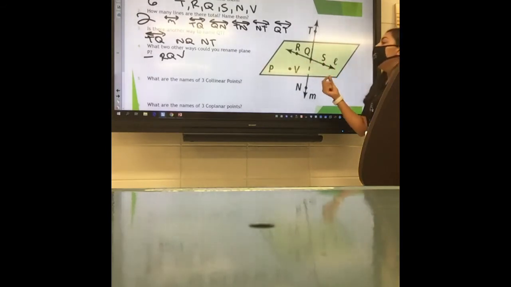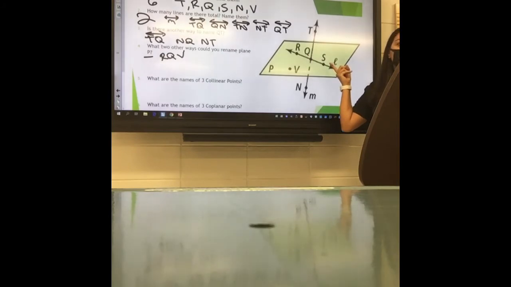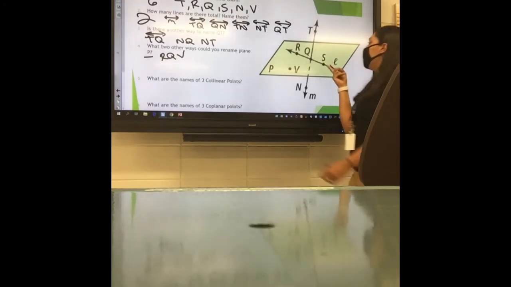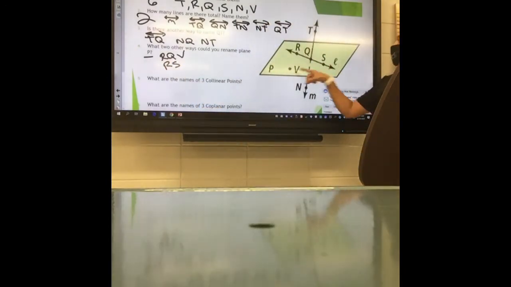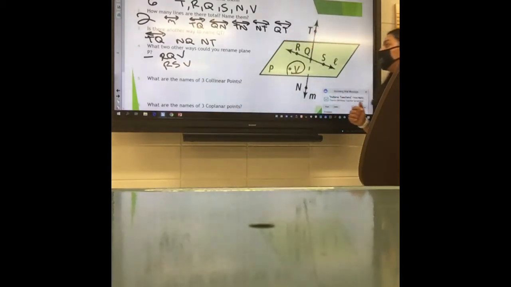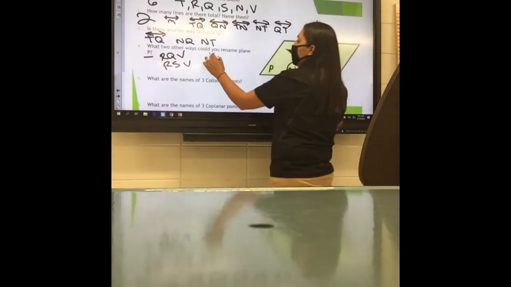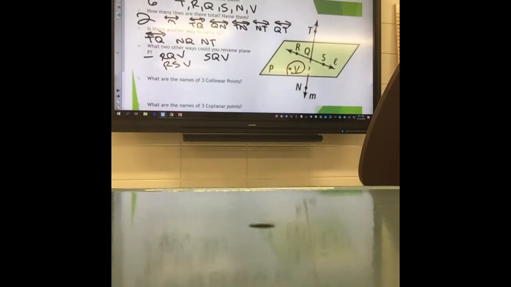So it says, what are the two ways? What's another? We need two points on the same line, QS, and then you just pick a random point that's on the plane, which we only have one, and it's V. How about SVQ? SVQ would work. So we could say SQ, it'd really be SQV. What is wrong with me today?